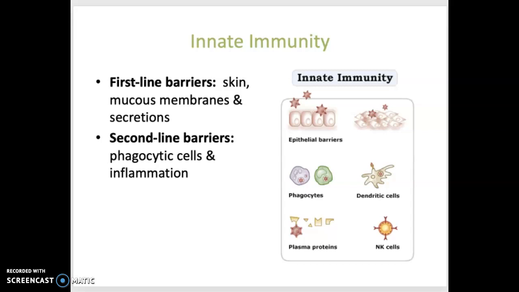And there's two types of acquired immunity. Humoral immunity protects the body against extracellular pathogens. So these are pathogens that are located outside of your cells. This includes bacteria.